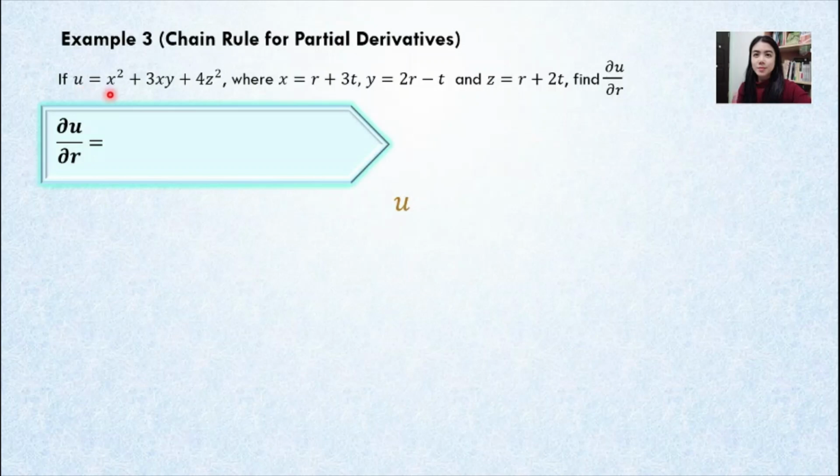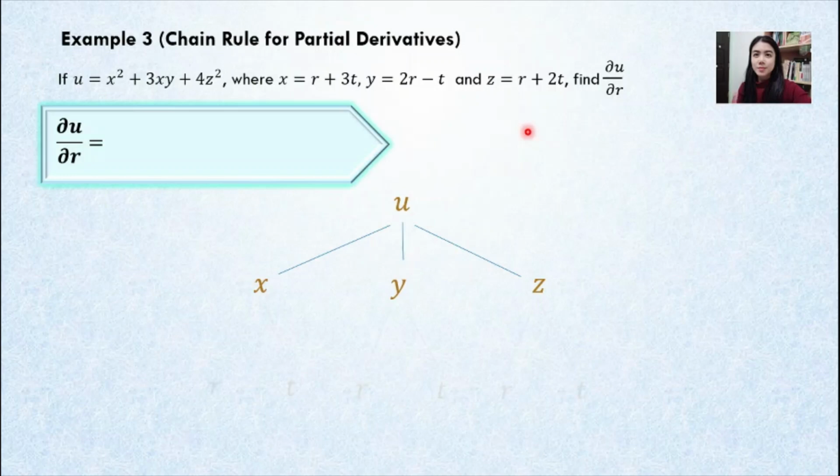Inside the equation u, you have the variables x, y, and z. So you have three variables, meaning you're going to have three branches: one with x, one with y, and one with z. Let's look at the equation x. For x you have variables r and t, for y you have r and t also, and for z you also have r and t. So all of them have two branches.